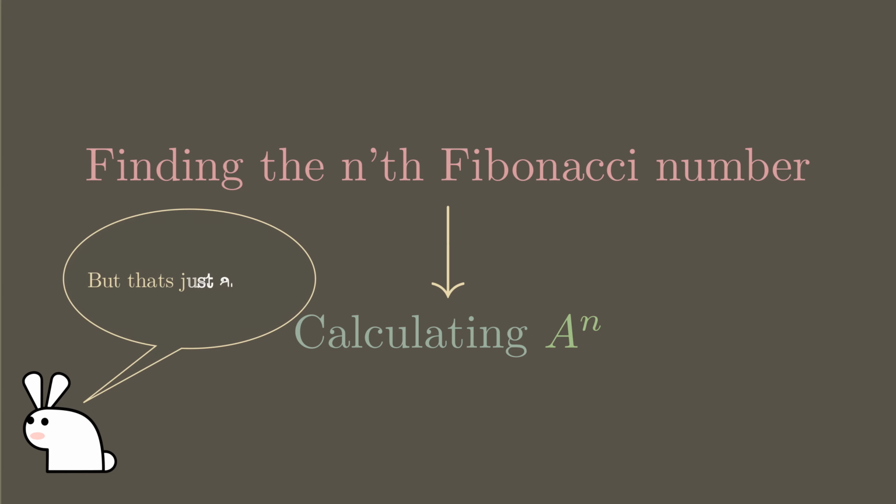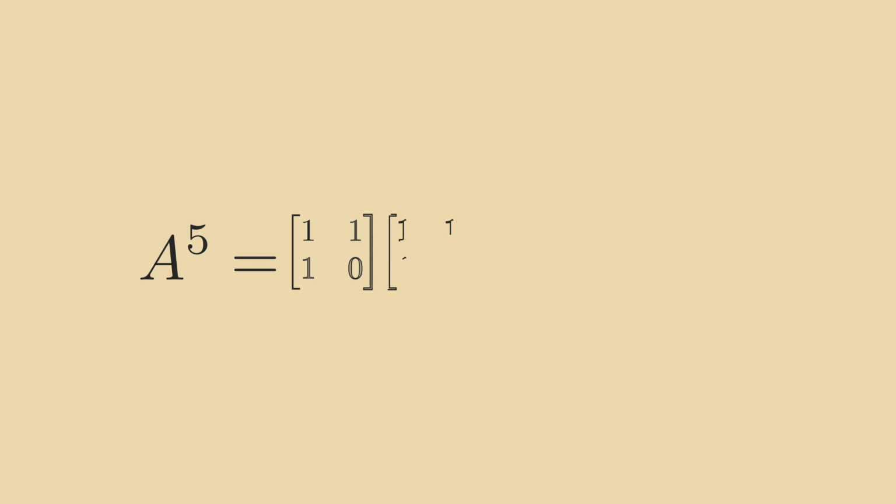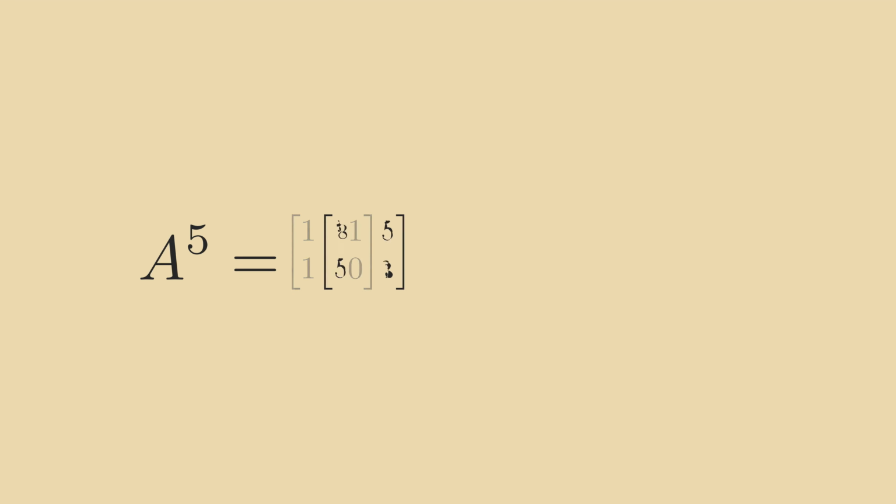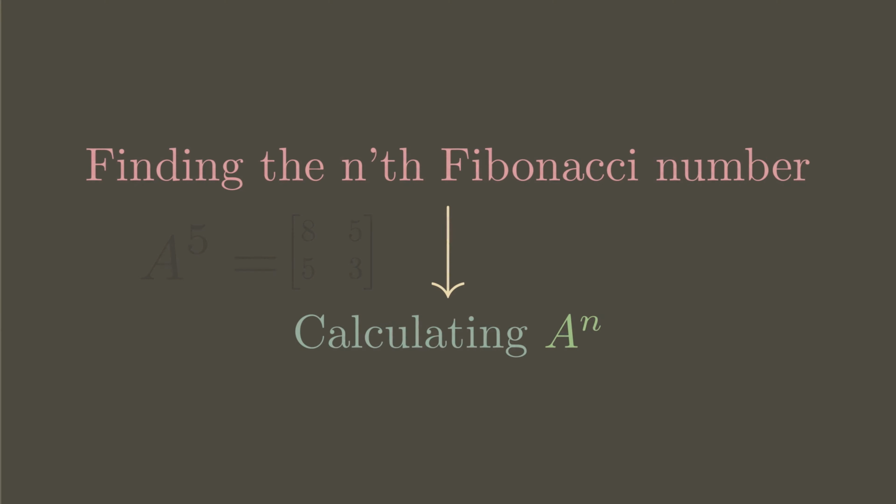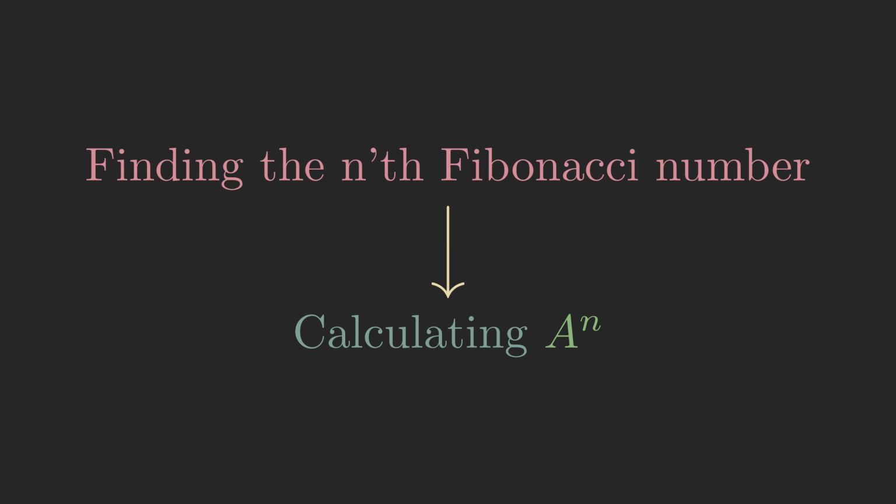But the problem is calculating A to the n. It is just as hard as calculating the nth Fibonacci number, if not worse. This is because matrix multiplication is so wacky. While this is a clever approach, it seems that we have ended up taking one step forward and then two steps back.